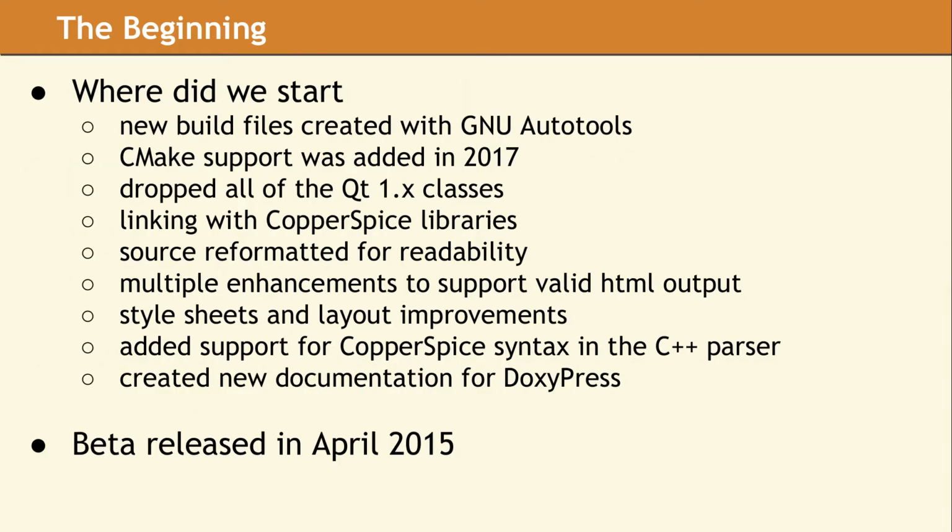So where did we start with DoxyPress? The first thing we did was to replace the build system with GNU Auto Tools. We have since added CMake support as well. Since we're linking with the CopperSpice libraries, we were able to drop support for all of the old Qt 1 classes. We made several other changes, as well as creating new documentation for the DoxyPress product. In April 2015, we released a beta version of DoxyPress and DoxyPress app.